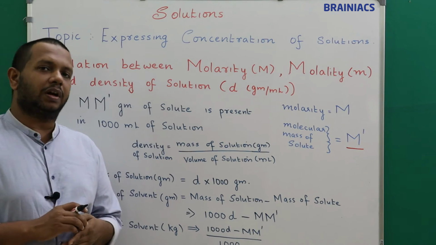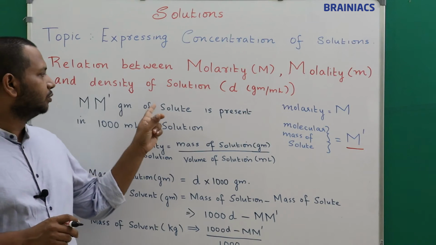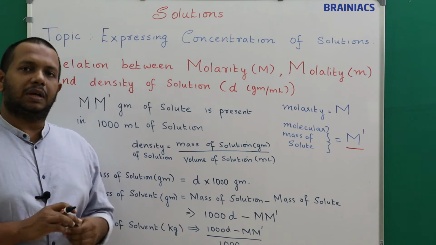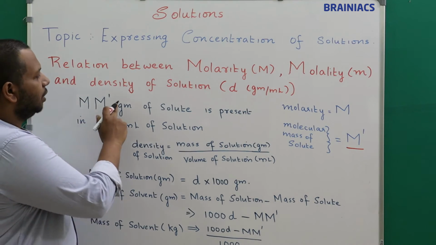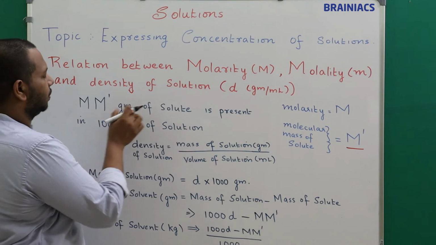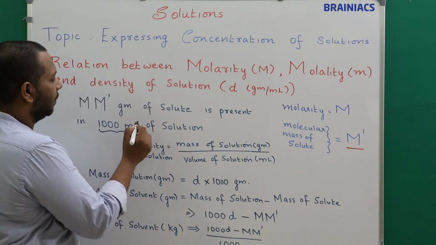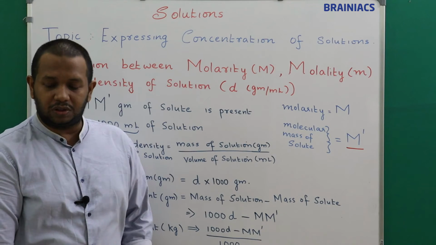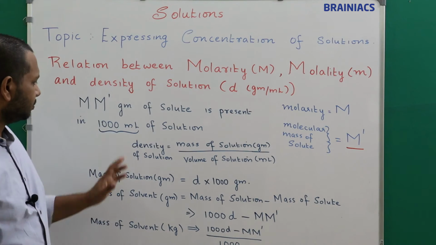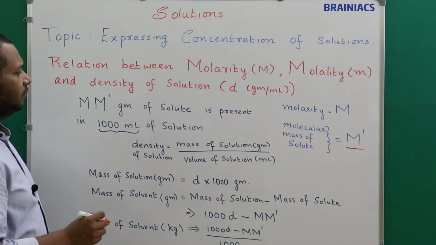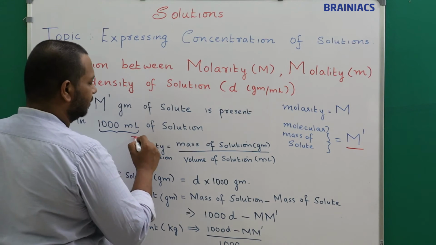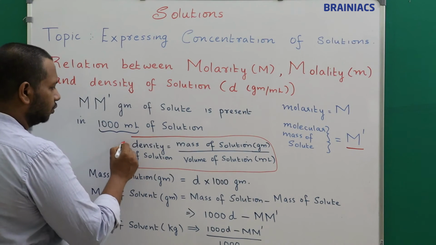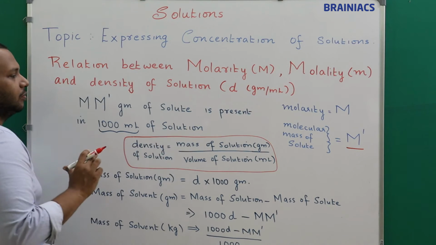Okay, so just now we have told M into M dash gram of the solute is present in 1 liter of the solution. The same thing I can rewrite as M into M dash gram of the solute is present in 1000 ml of the solution, because we know that 1 liter is equal to 1000 ml, correct? So the next thing we need to know is what is density. This is a fundamental formula we are learning from 8th standard. So we know that density is equal to mass by volume.